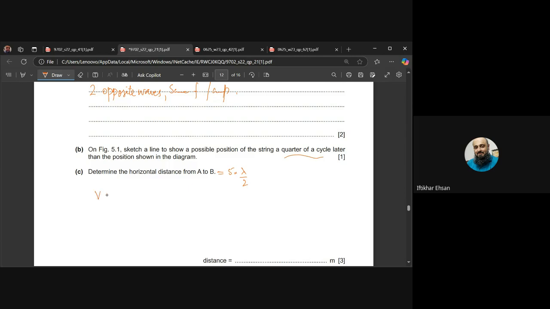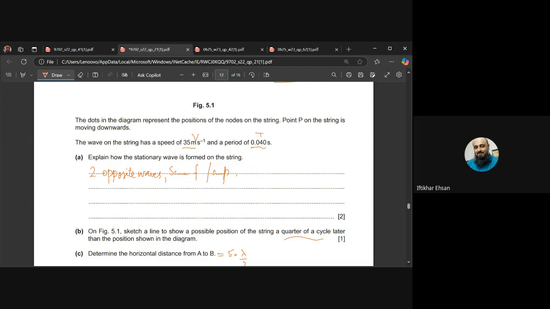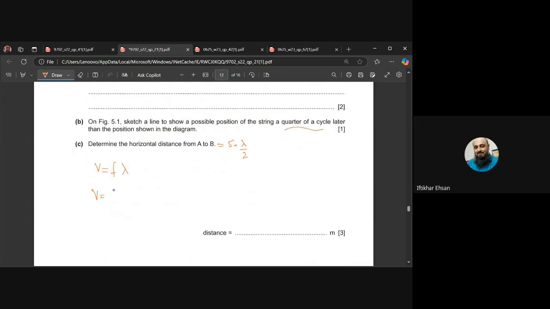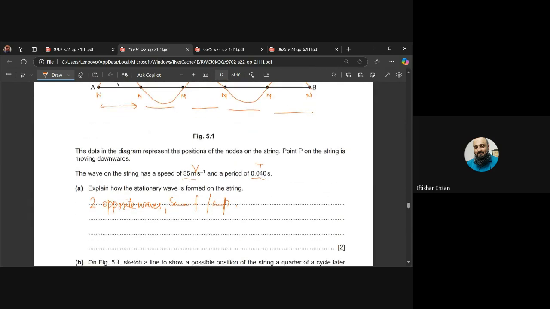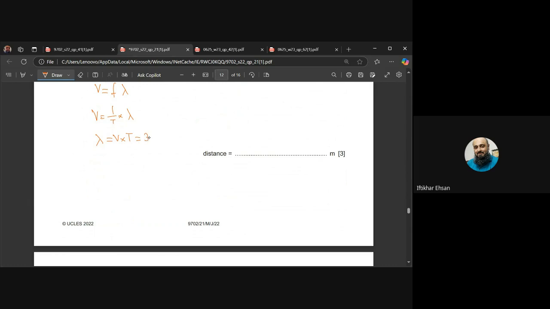We have the formula v equals f lambda. As we know the period, frequency is 1 over time period. So how can we find the wavelength? The time period will multiply with speed. The speed is 35 meters per second. Time period is 0.04. Can you please tell me the answer? It is going to be 0.14 or 1.4. 1.4 meters.